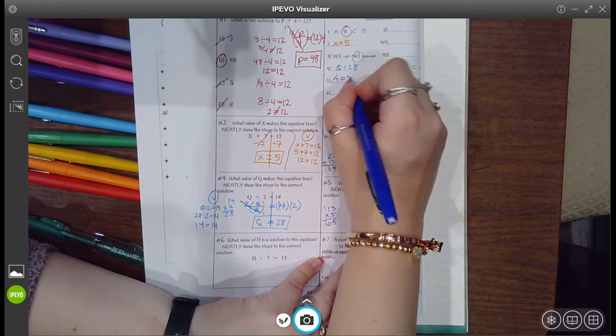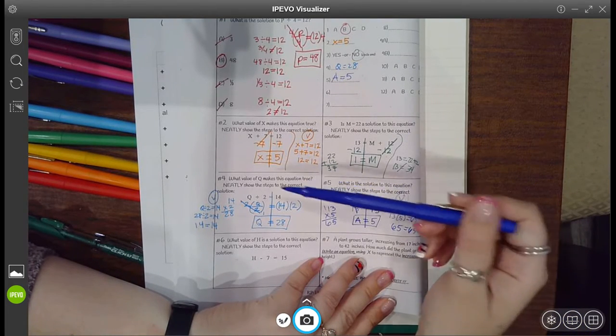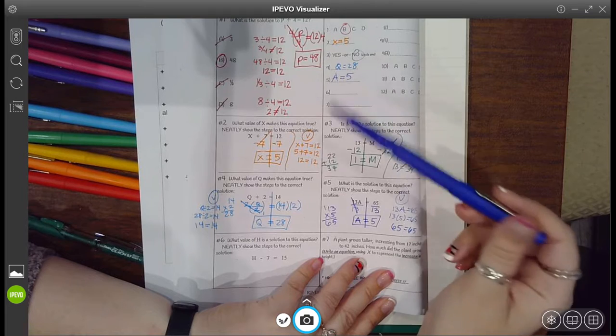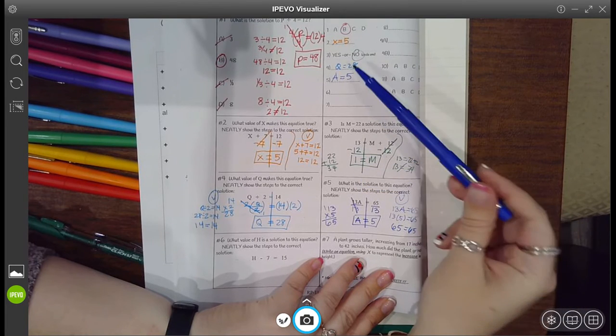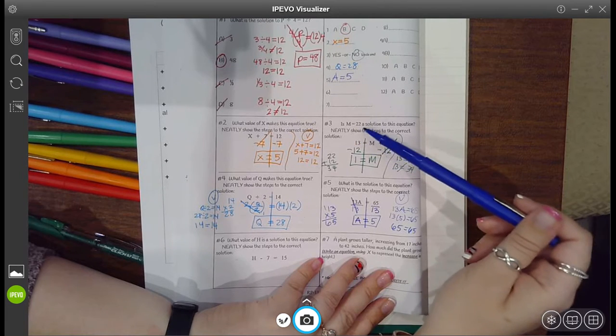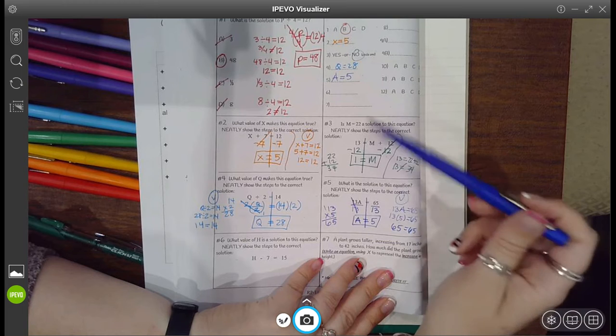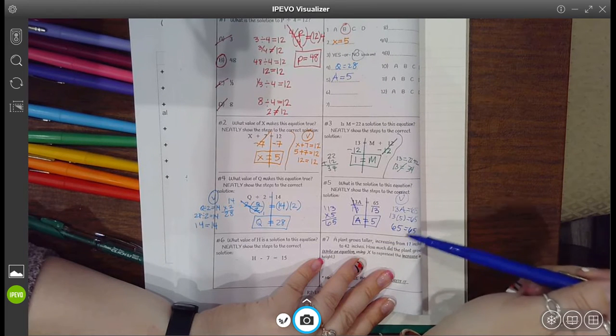When you finish your test, always double check that you wrote in what the correct answer was. Okay, you like x is 5, yes. And then m was 1. Wait, why does it not say m is 1? Oh, because they were asking me, is 22 the answer? No, it was 1. Okay, Q is 28. a is 5. This right here is your checking.